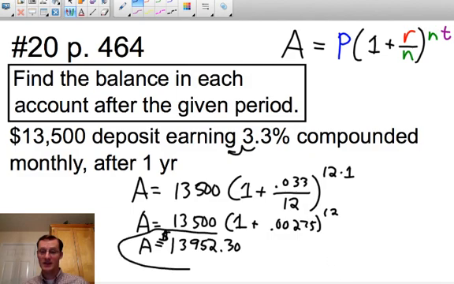And that is how we use compound interest, especially if it's compounded over a semi-annual, quarterly, or monthly time period.